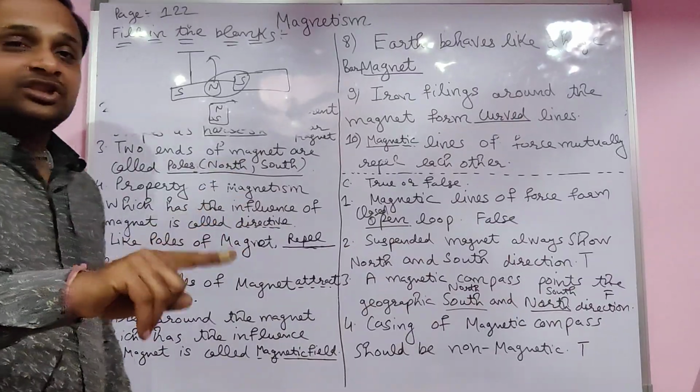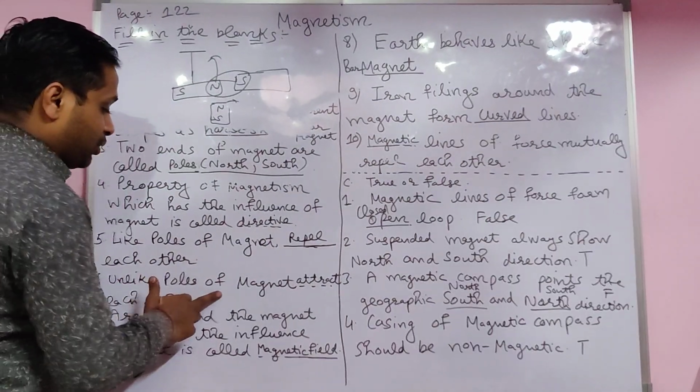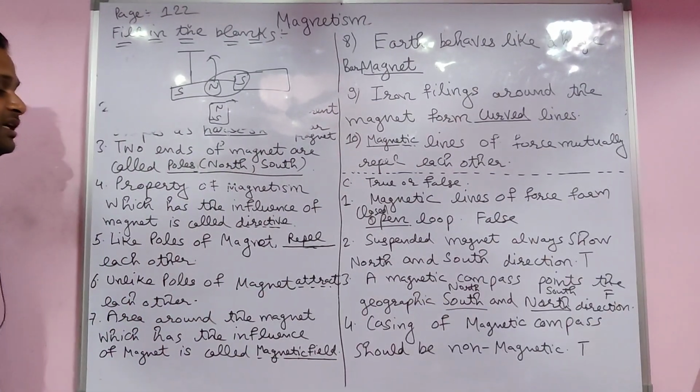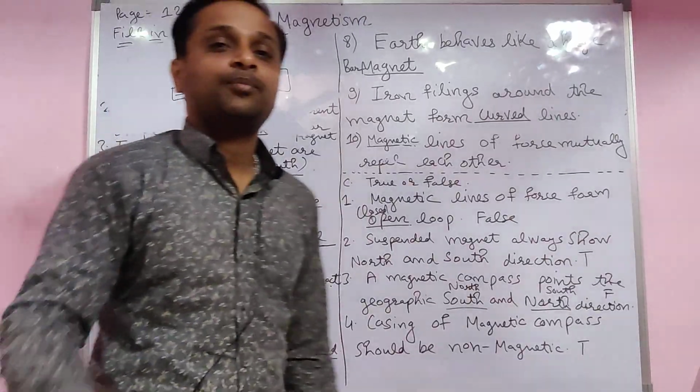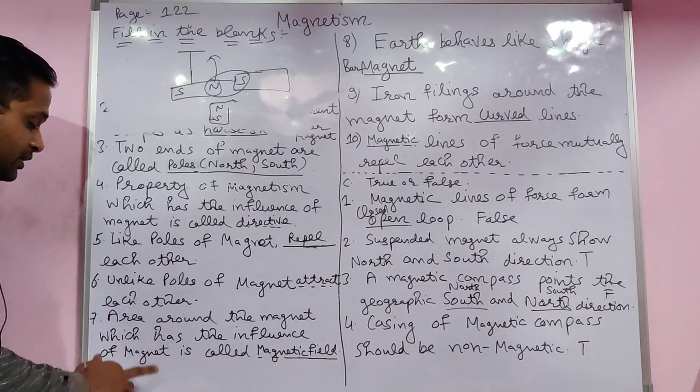North and north repel each other, and north and south attract each other. Unlike poles of the magnet attract each other. Unlike, opposite poles always attract each other. North and south pole attract each other.